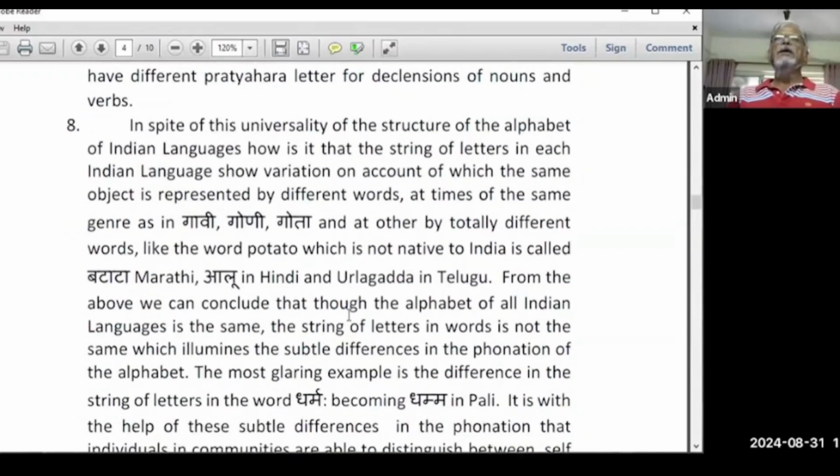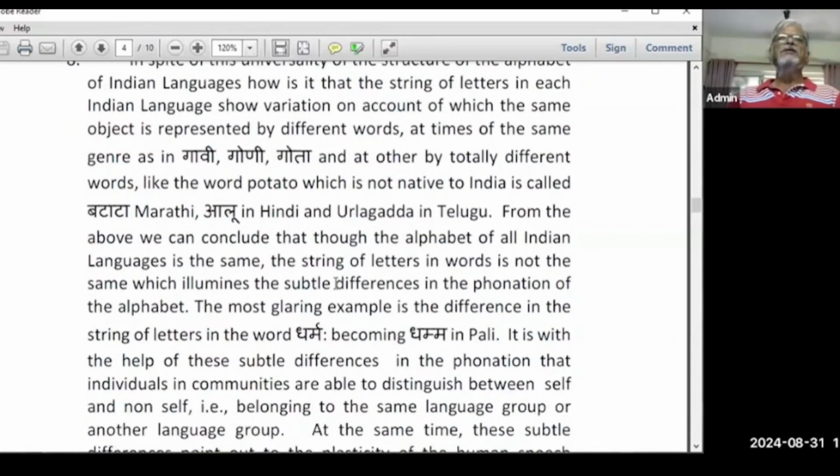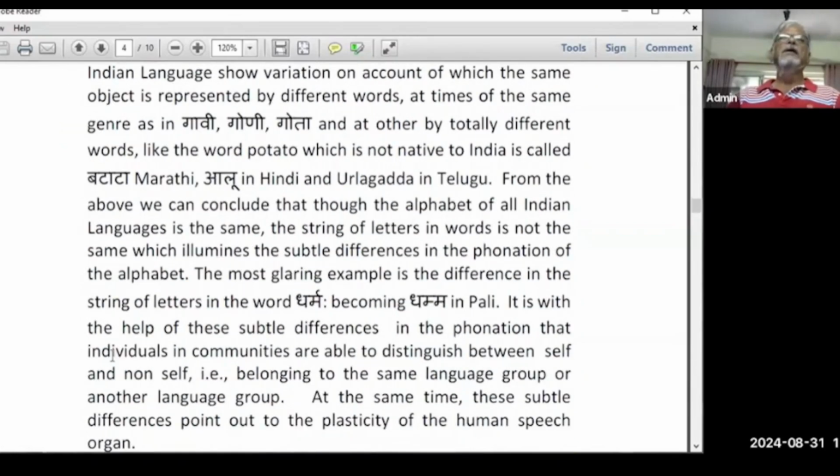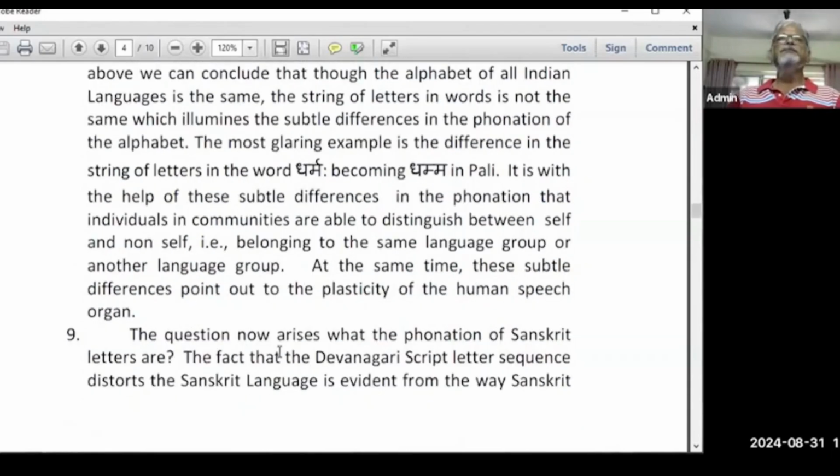From the above, we can conclude that though the alphabet of all Indian languages is the same, the string of letters in words is not the same, which illumines the subtle differences in phonation of the alphabet. The most glaring example is the difference in the string of letters in the word dharma becoming dhamma in Pali. It is with the help of these subtle differences in phonation that individuals in communities are able to distinguish between self and non-self, that is, belonging to the same language group or another language group. At the same time, these subtle differences point to the plasticity of the human speech organ.